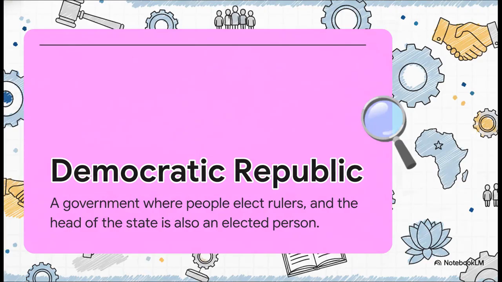And finally, let's look at Democratic Republic. Let's break it into 2 parts. Democratic means our government is chosen by us, the people, through votes. And Republic means that our head of state, the president, is also an elected person, not a king or queen who inherits the post. So together, it means the real power is with the people.